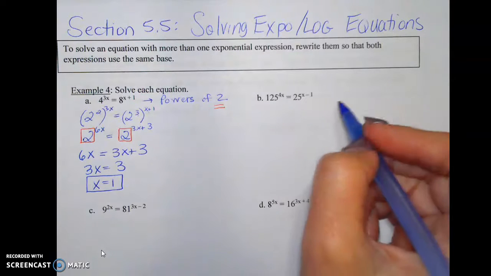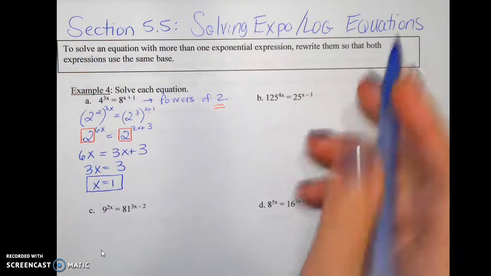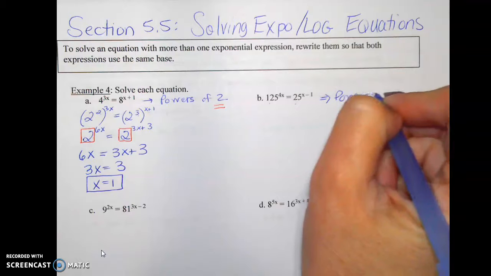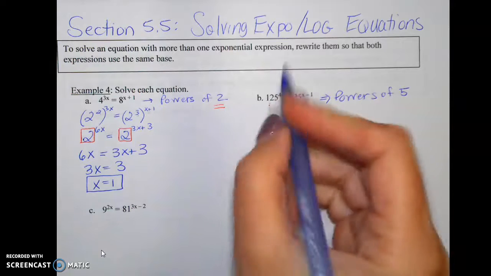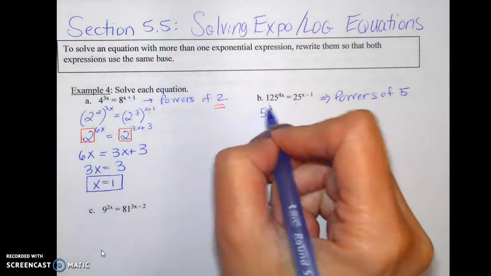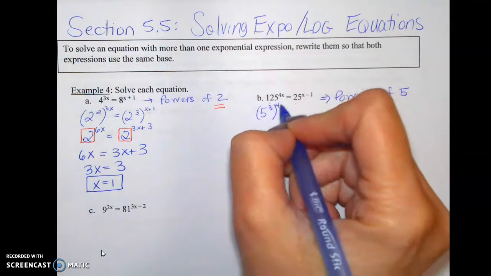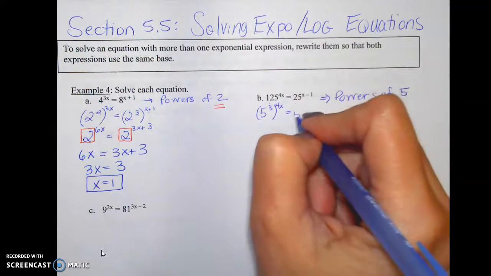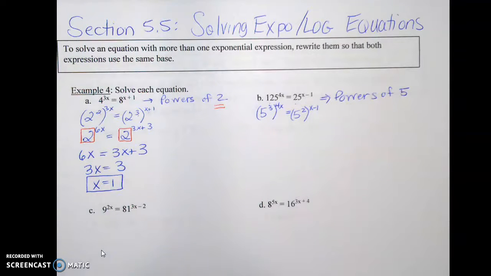So the next one is over here, and for here we have 125 and 25. So for this one, we want to think about powers of 5 instead of powers of 2. So we know that 125 is 5 cubed. So we rewrite that like that, and we keep that exponent, which is 4x. And then 25 is 5 to the second power. And we keep that exponent, which is x minus 1.